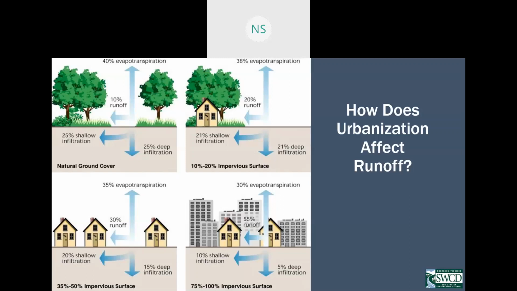So right now, a lot of Fairfax County is in between that 35 to 50 and that 75 to 100% impervious surface, depending on if you're a little closer to Loudoun or if you're a little closer to DC, that might change up a little bit. But we do have quite a lot of impervious surfaces. So trying to improve that infiltration rate would really help us.